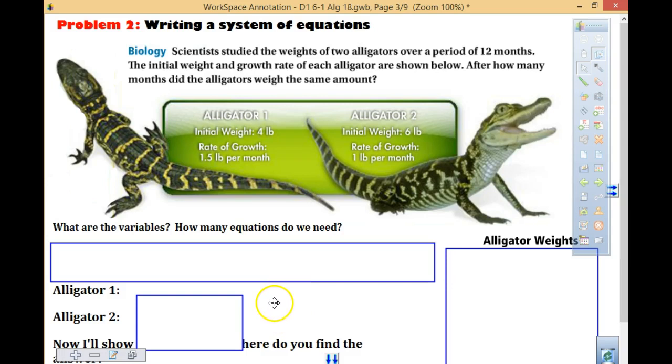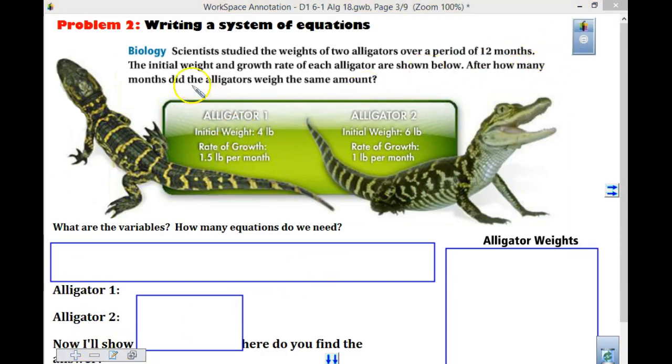When you look at the stories, Helen, would you read, please? Scientists studied the weights of 2 alligators over a period of 12 months. The initial weight and growth rate of each alligator are shown below. After how many months did the alligators weigh the same amount?